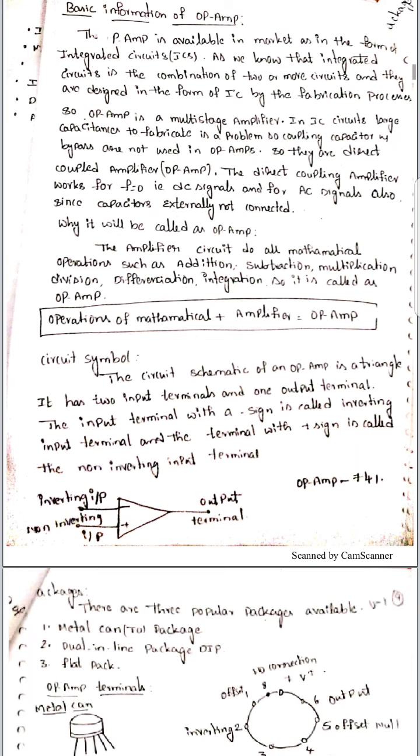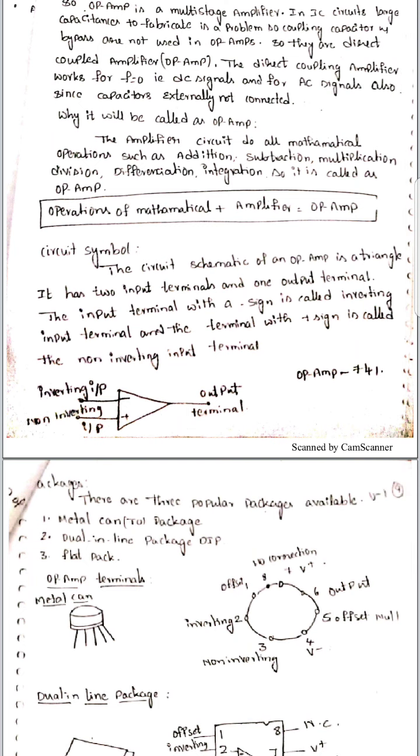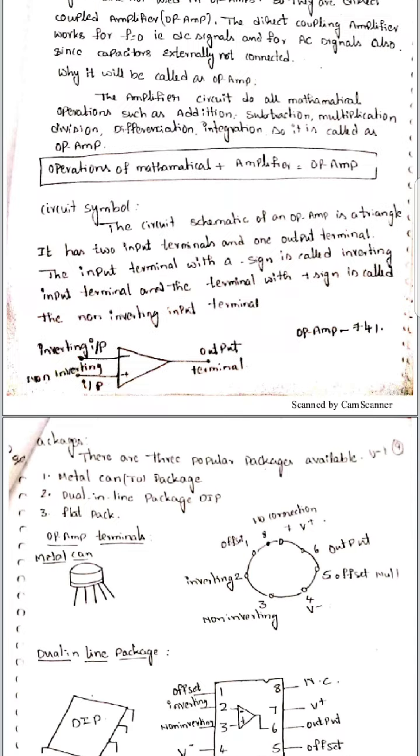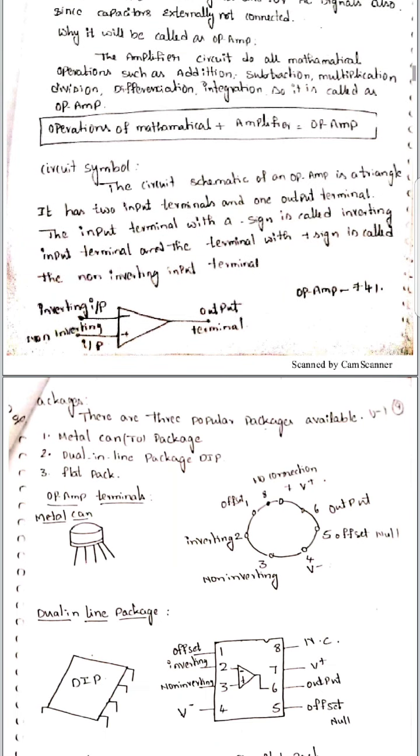Why is it called an op amp? The amplifier circuit can do all mathematical operations such as addition, subtraction, multiplication, division, differentiation, integration. So it is called an op amp. Operational, meaning mathematical, plus amplifier is equal to op amp.